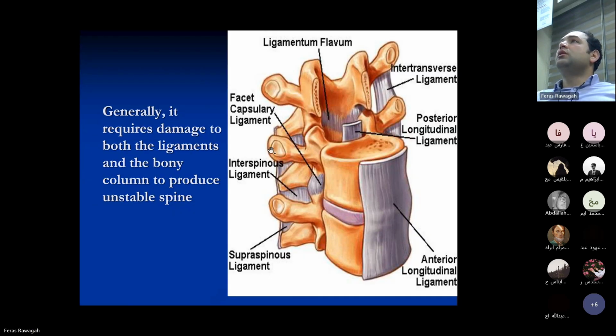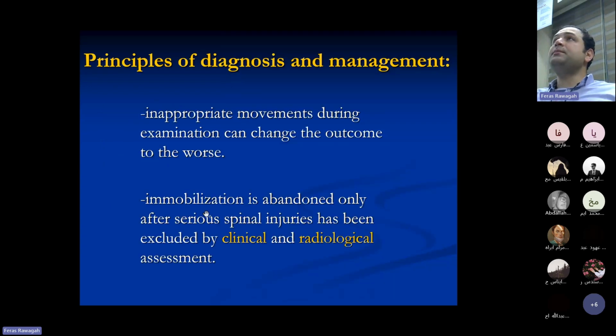So, in the spine, the structural part, we have bone, we have the disc, and we have the ligaments. And generally, it requires damage to both ligaments and bony column to produce the unstable spine. Principles of the diagnosis and management: inappropriate movement during examination can change the outcome to worse. That's why immobilization is very important. Mobilization is abandoned only after serious spinal cord injury has been excluded by clinical or radiological assessment.